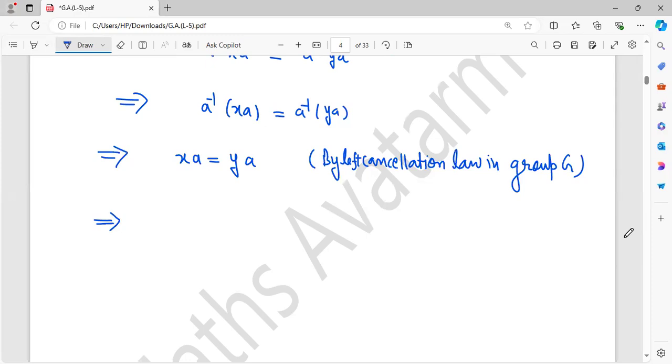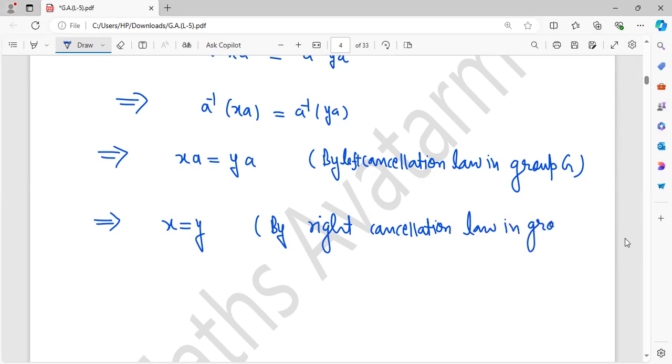Now, X is equal to Y, by the right cancellation law in group G. So in a group G, the cancellation law holds. Cancellation laws are of two types, left cancellation law and right cancellation law. So this implies X is equal to Y. So this implies F A is one-one.